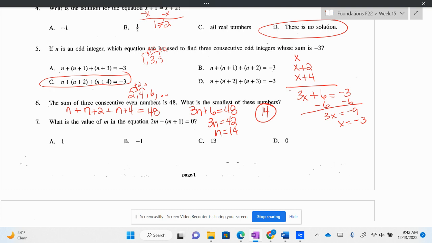For number 7, what is the value of m in this equation? Well, I have 2m minus, I have to distribute that, minus m minus 1 equals 0. 2m minus m is 1m, so I have 1m minus 1 equals 0. When I add 1 to both sides, I find out that m equals 1.